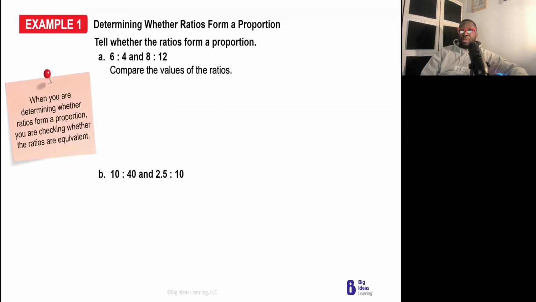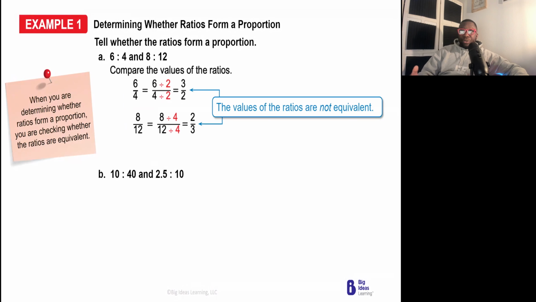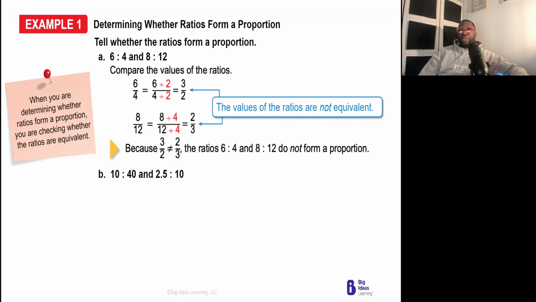So let's compare these two. 6/4, if we simplify this, is equal to 3/2. And 8/12, if we simplify that, is equal to 2/3. Are those two ratios equivalent? The answer is no. These values are not equivalent. Therefore, these two ratios are not equivalent, and because of that, they don't form a proportion.